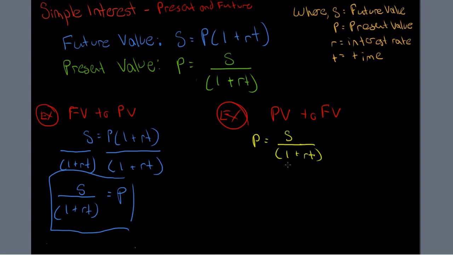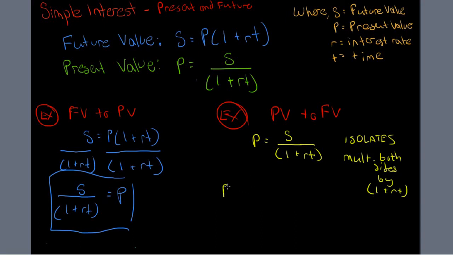In order to isolate S, we multiply both sides by the term 1 plus rt.